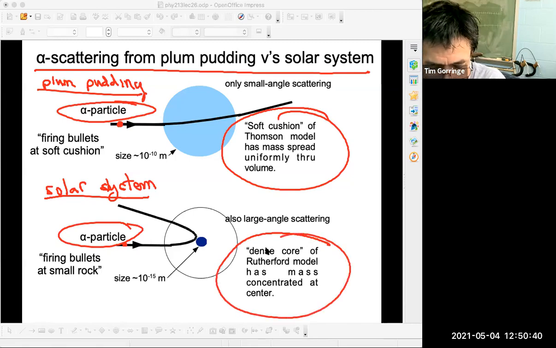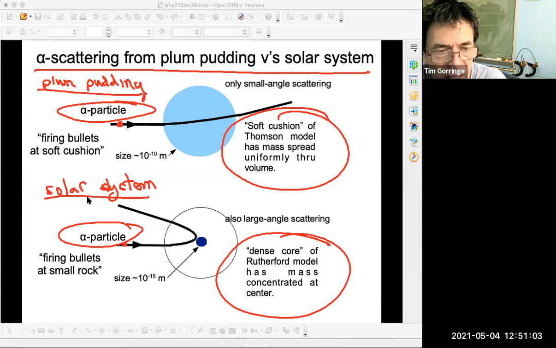Well, again, mostly you see bullets that just fly past the center, and again are barely deflected. But occasionally, a bullet will strike that hard, dense nucleus, core of the atom, where all the mass is, and those bullets can ricochet in the opposite direction.